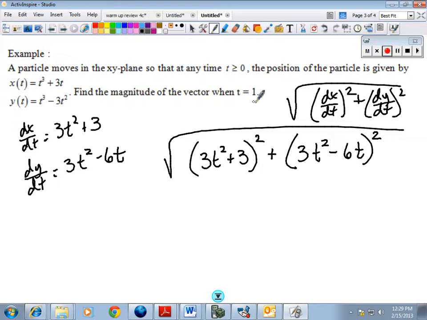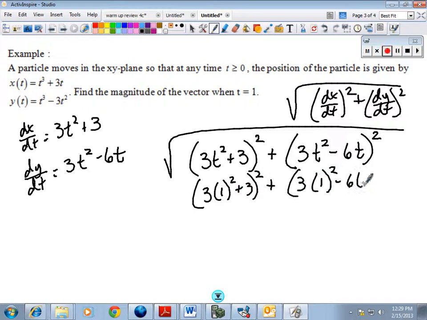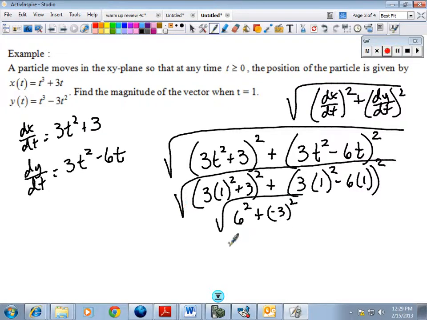Yep. Now I'm going to fill in 1. So it's (3 times 1 squared plus 3) squared plus (3 times 1 squared minus 6 times 1) squared. 3 times 1 is 3 plus 3 is 6 squared, plus 3 minus 6 is negative 3 squared. So that's 36 plus 9, the square root of 45.